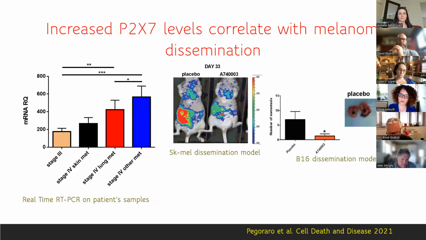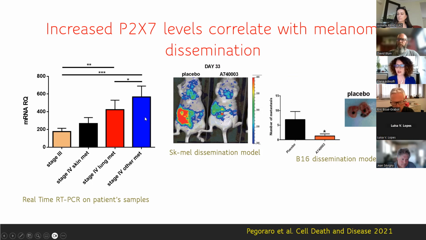The first subset of data I'm going to show is related to melanoma, where we analyzed the expression of the P2X7 receptor in a cohort of around 200, 300 melanoma patients, and we could associate overexpression of the P2X7 receptor with metastatic forms, which invade organs distant from the primary tumor, such as the lungs, and other distal organs, such as the brain or liver.